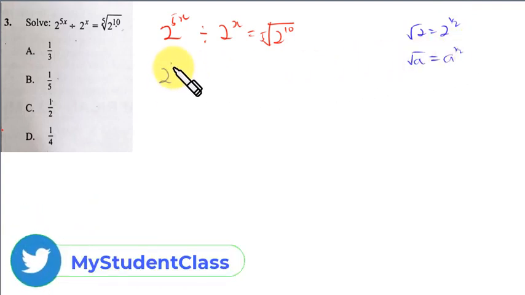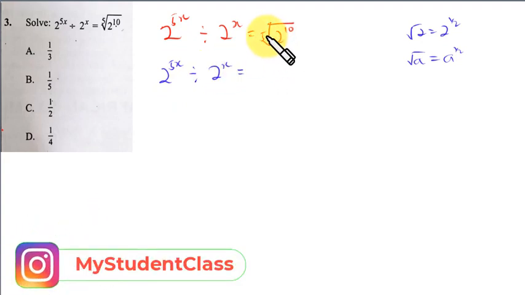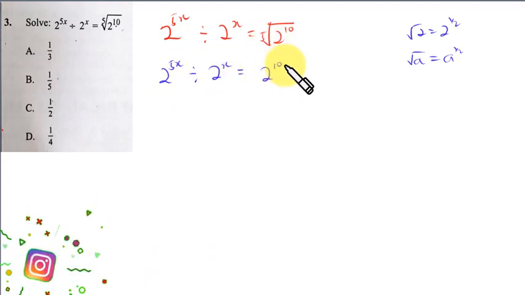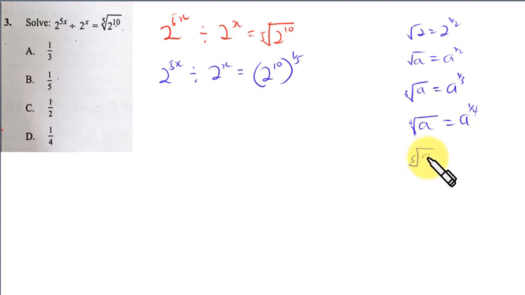We will write the 2 raised to the power 5x here divided by 2 raised to the power x, and then we will change this to 2 raised to the power 10. Then the fifth root will be to the power 1/5. That is the square root. When we write this, that is the third root, and that is the same as a raised to the power 1/3. If we put a small 4 here, that is the fourth root, that is a raised to the power 1/4. In the same vein, if we have 5 here, this will be a raised to the power 1/5. All right, so let's get on with this.